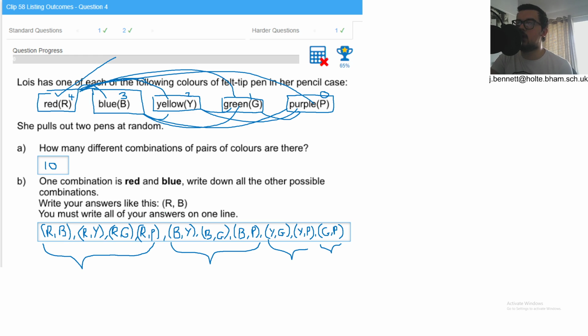So the 4 red ones we did first: red, blue, red, yellow, red, green, red, purple. Then we did the 3 blues: blue, yellow, blue, green, blue, purple. So B, Y for blue, yellow, B, G for blue, green, B, P for blue, purple, Y, G for yellow, green, Y, P for yellow, purple, and then G, P for green, purple. I'm assuming it wants the answers like that. Anyway, let's get to the next question.